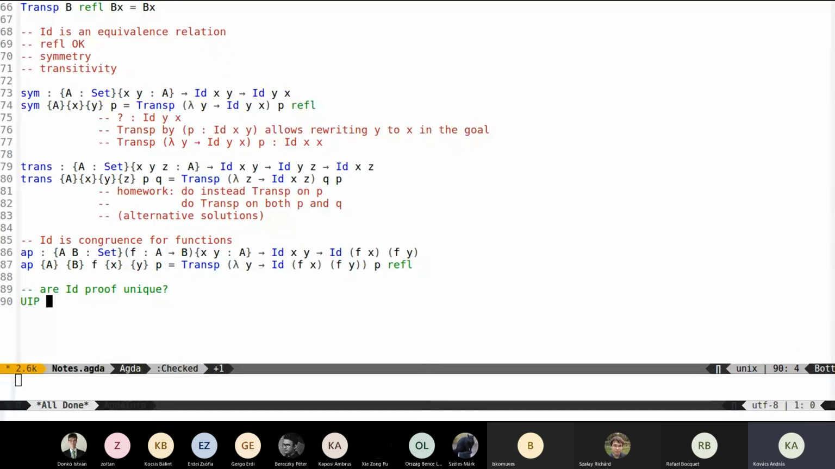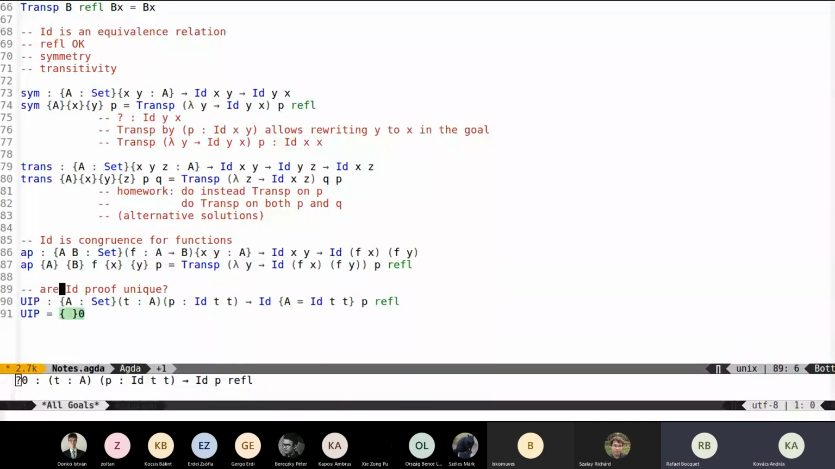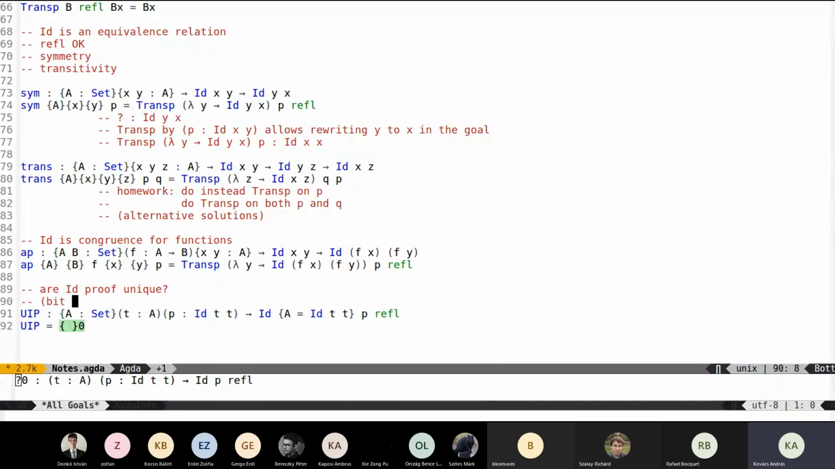So the question is, if I have some equality proof of t equals t, then do I know that this is the same thing as REFL? So the question is, is p the same as REFL? And now I am using an identity type of an identity type. So here the A type is ID t t. So it would be a bit like an eta rule.